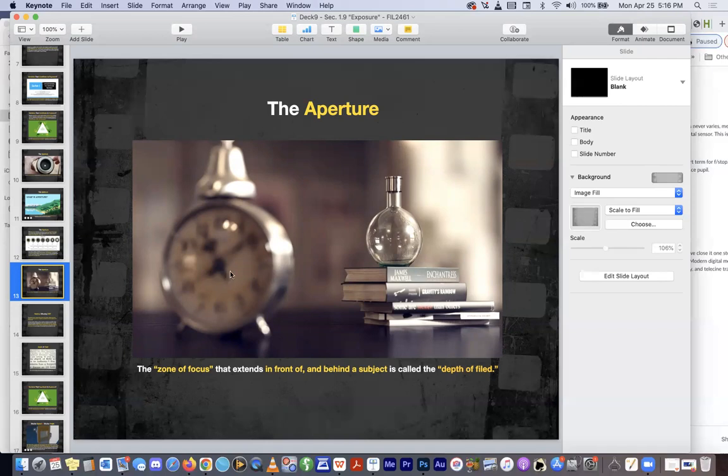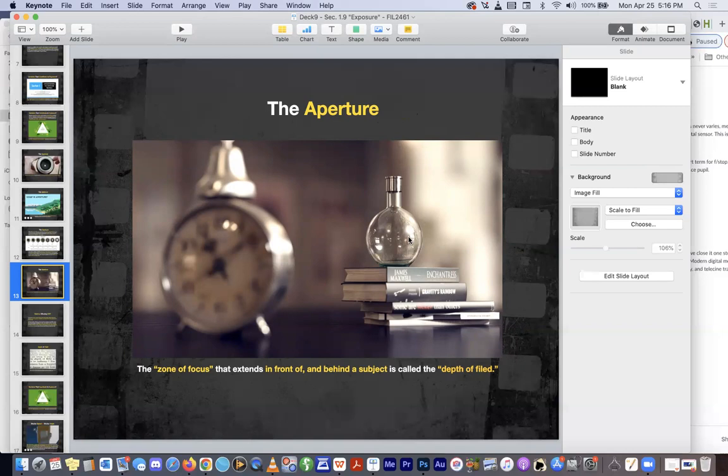And then if we want to see what time it is, the focus puller will throw focus from the object in the middle ground to the foreground so we can read the clock and then throw it back again for dramatic effect. And that's part of that cinematic look that images have.